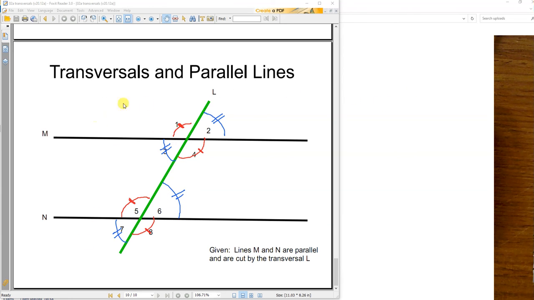So when I've got two parallel lines cut by a transversal, I actually only have two angle measurements: I've got the obtuse and the acute. That's it.